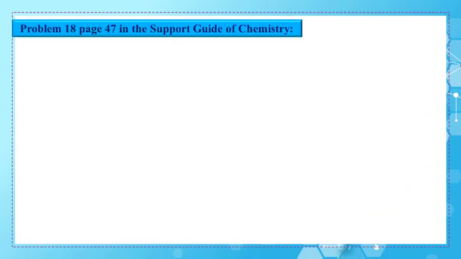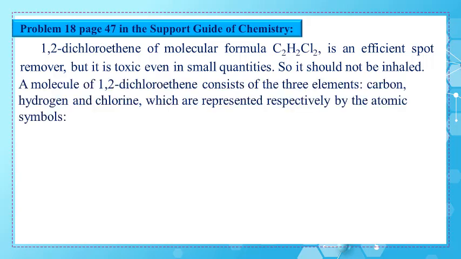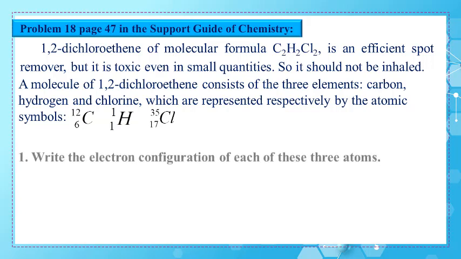Let's solve problem 18, page 47 in the support guide. 1,2-dichloroethene of molecular formula C₂H₂Cl₂ is an efficient spot remover, but it is toxic even in small quantities, so it should not be inhaled. A molecule of 1,2-dichloroethene consists of three elements, carbon, hydrogen, and chlorine, which are represented respectively by the atomic symbols ¹²₆C, ¹₁H, and ³⁵₁₇Cl.